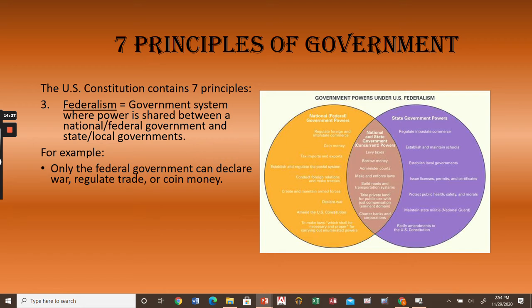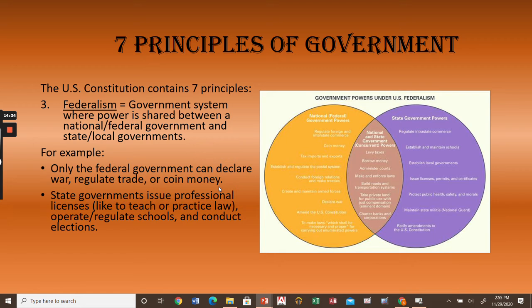Okay, so that's an example of the federal government's specific powers under federalism, but the states have their own powers, like issuing professional licenses. All right. So states get to decide who can be a teacher or a lawyer in their state. All right, so if you get a license in Texas to be a teacher or to be a lawyer or something like that, that means you can work in Texas in that profession, but you can't necessarily go to Oklahoma and become a teacher or practice law. You'd have to go get a license in that state.